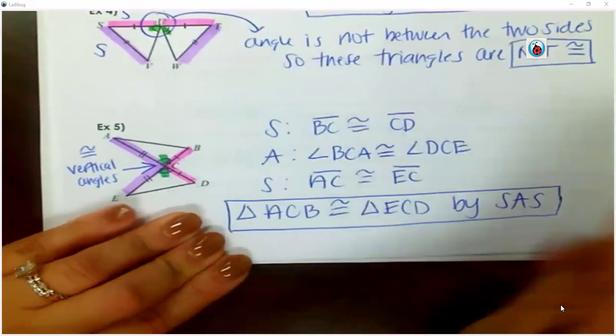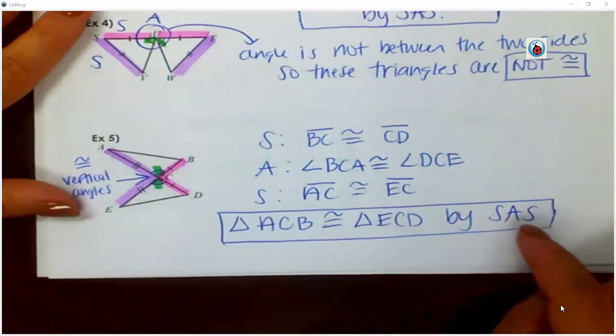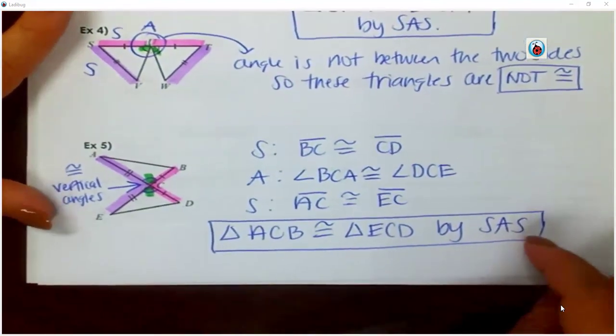We are going to be using these two methods of side, side, side, and side angle side to help us prove if triangles are congruent in the next section.